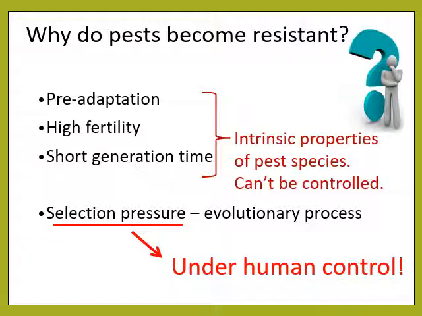So this can be, they make a lot of progeny, they have a high fertility rate, they might reproduce quite frequently. Think of an insect species that might have 5 or 6 generations in a growing season, compared to a weed that might have 1 generation per year. So there are a lot of biological characteristics, but the selection pressure is part of the evolutionary process, and that's what's under management control. So how much of the pesticide are you using?